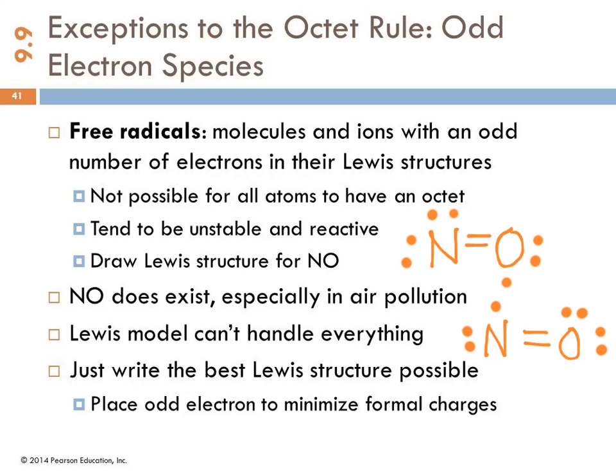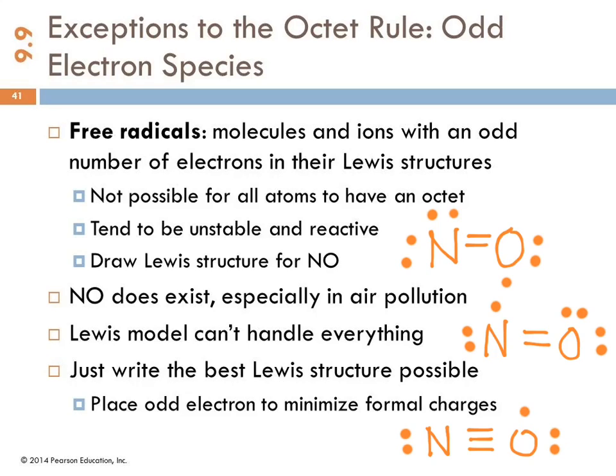The Lewis model says this isn't good. Like it says up there, the Lewis model can't handle everything. So what do you do? Well, you just write the best Lewis structure that you can, and then put the odd electron to minimize the formal charges. There's another possibility here. We could do a triple bond, right? So that's 2, 4, 6, 8, 10, 11. We could do that. Now oxygen has an extra electron.